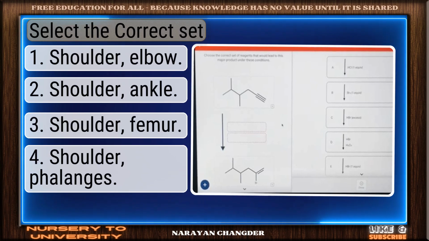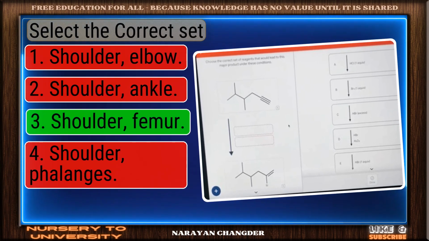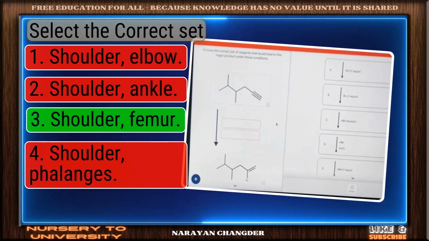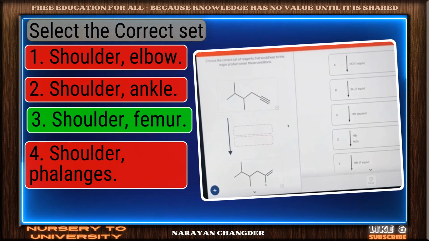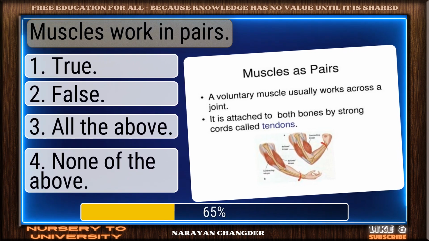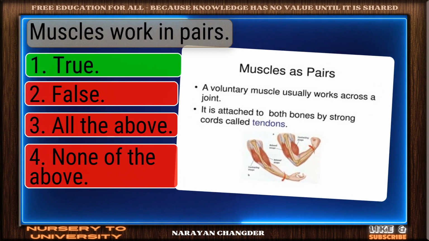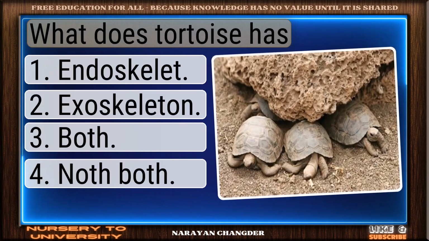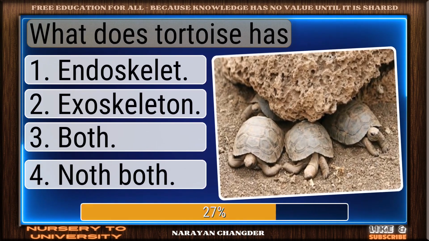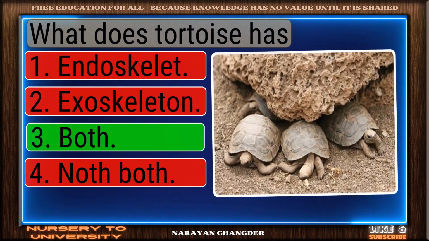Select the correct set. Correct response. Shoulder, femur is the most accurate answer. Muscles work in pairs. Good job. Your answer, true, works well here. What does tortoise have? Valid point. Both is true.